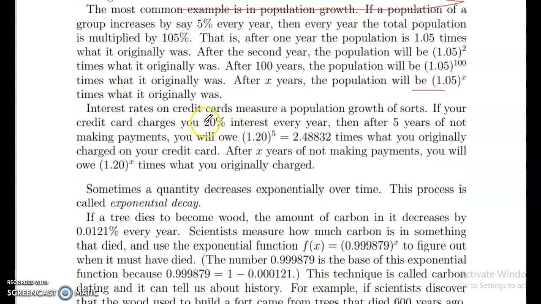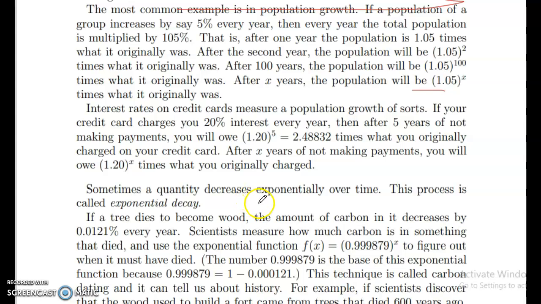Interest rates on credit cards measure population growth of sorts. If your credit card charges you 20% interest every year, then after 5 years of making payments, you will owe 1.20 to the power 5, equal to 2.48832, times what you originally charged on your credit card. After x years, you will owe 1.20 to the power x times what you originally charged.